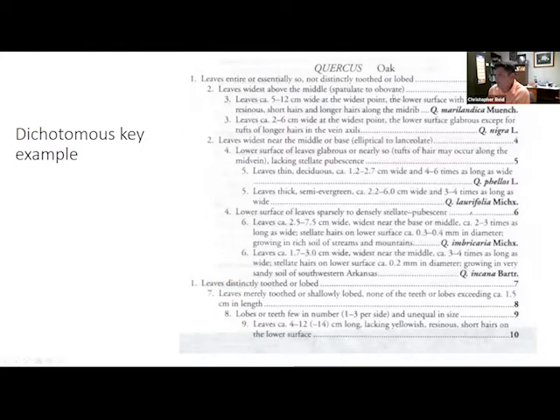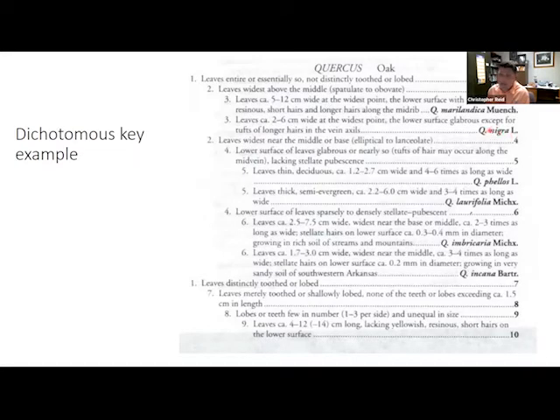Let's say we're looking at water oak or something like that, or willow oak is a really unambiguous one. So we're definitely going to select this. We're going to go to number 2. And then it asks us, number 2, leaves widest above the middle, or leaves widest near the middle or base. So that's pretty straightforward. If we're looking at willow oak, it's pretty much widest near the middle.